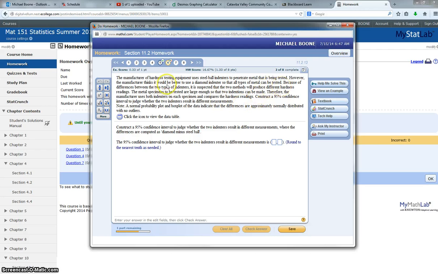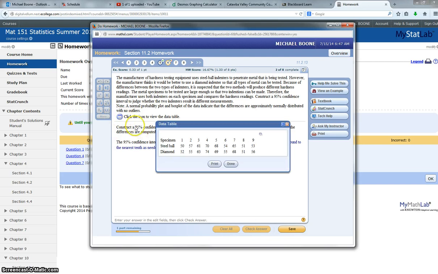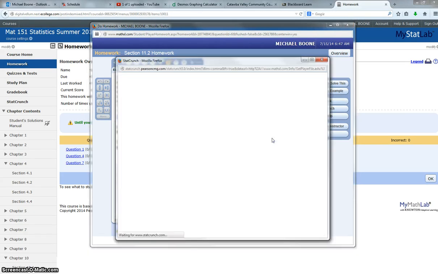The manufacturer thinks it would be better to use a diamond indenter so that all types of metal can be tested. Because of differences between the two types of indenters, it is suspected that the two methods will produce different hardness readings. The metal specimens they're testing these indenters on are large enough so that 2 indentations can be made. That means each indenter is being tested on the same specimen. That's what makes it dependent.